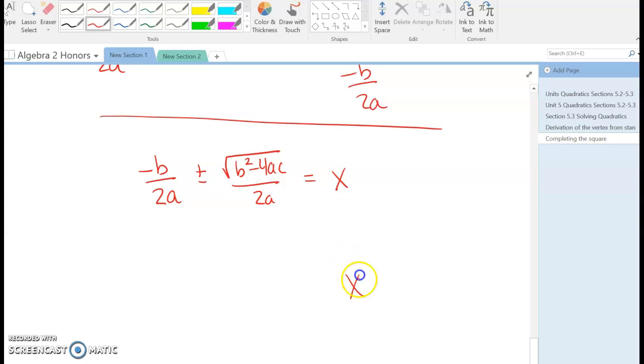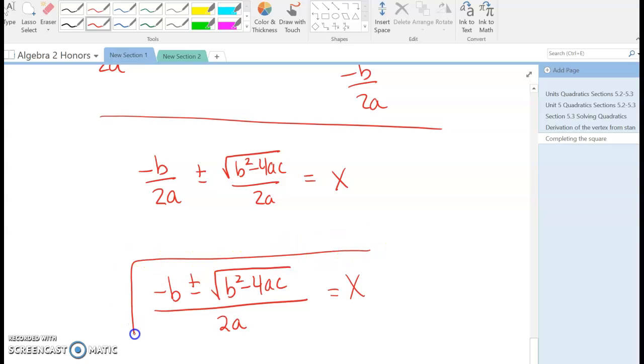And we know the quadratic formula to be x equals opposite of b plus or minus the square root of b squared minus 4ac all over 2a, which we can just combine those fractions because they have the same denominator. Voila! And there you go. There is your derivation of the quadratic formula from a quadratic in vertex form.